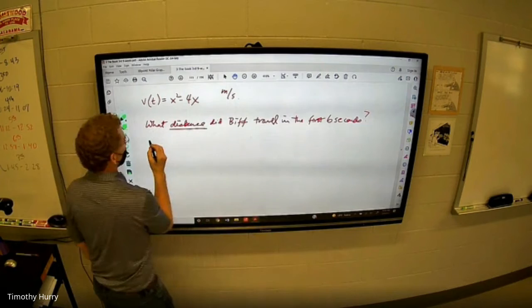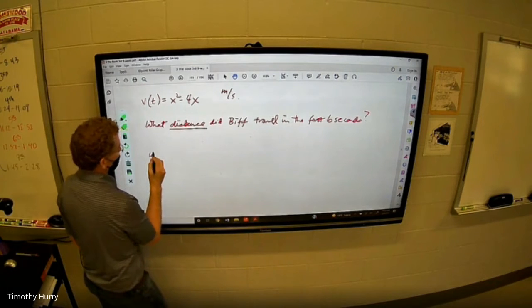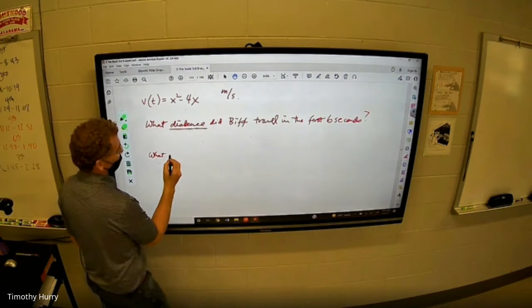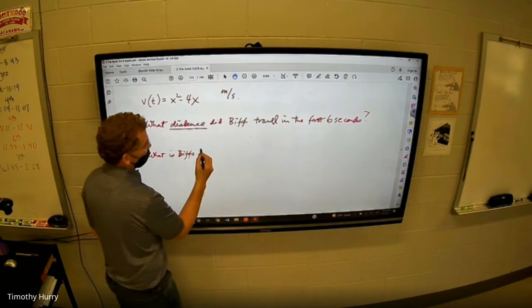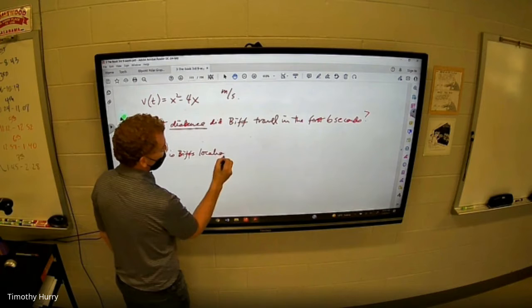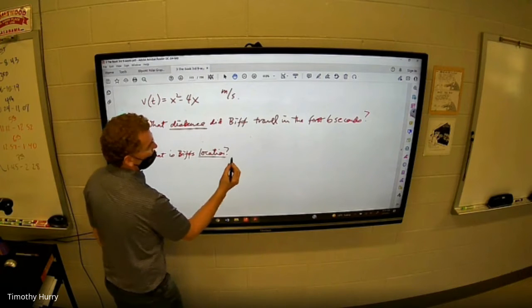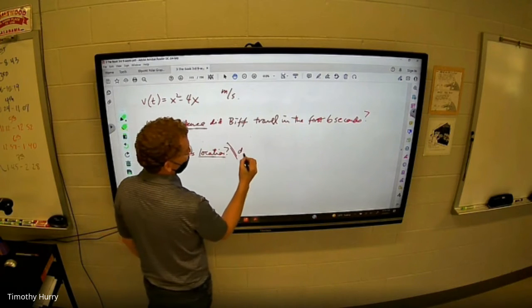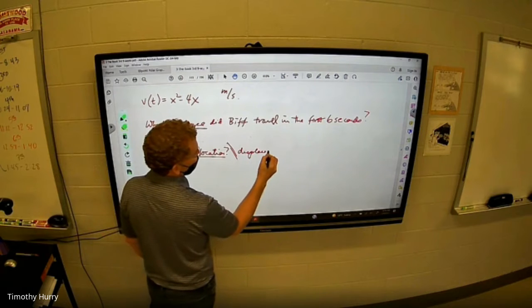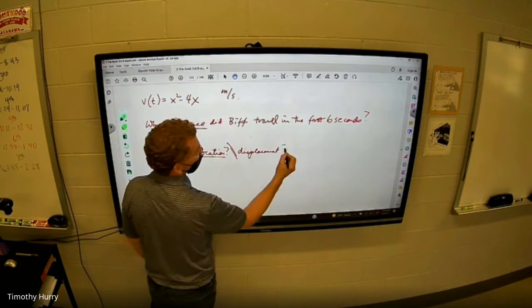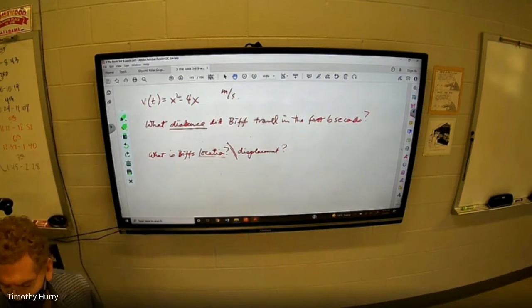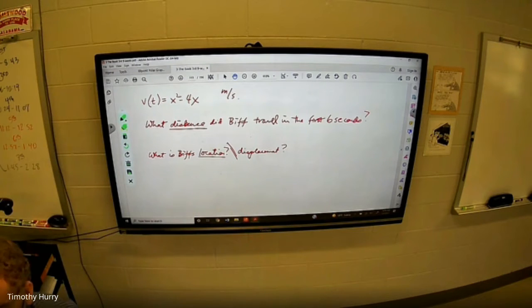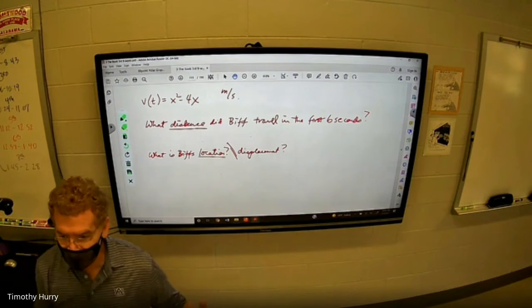And then they might turn around and say, what is Biff's location? Or they might say, what was his displacement? Now, if you take physics and you've dealt with a lot of velocity and acceleration, a lot of this might make sense. But is there a difference between my displacement and my distance traveled?